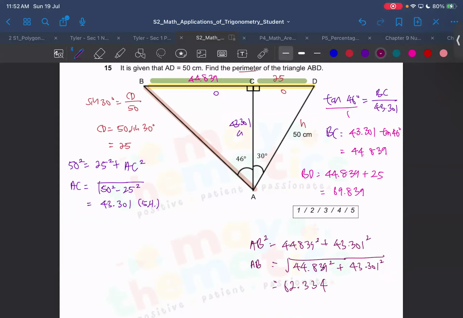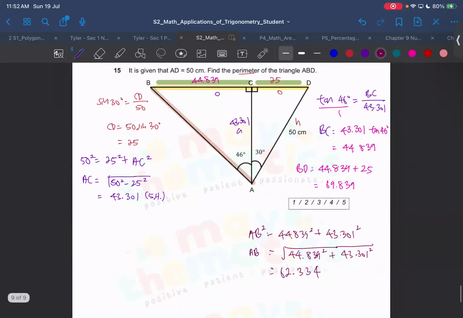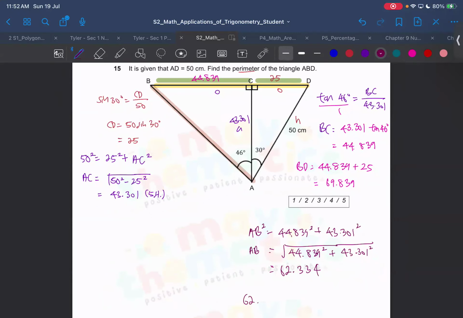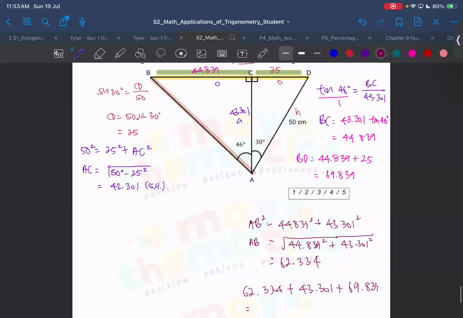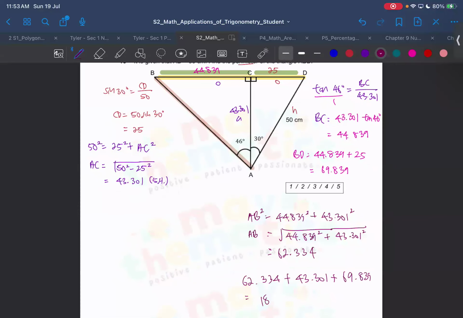Okay, so later on you add everything together because I want the perimeter. So take 62.334 plus 43.301 plus, okay wait, this one is BD, plus 69.839. So you will get 182 in 3SF.